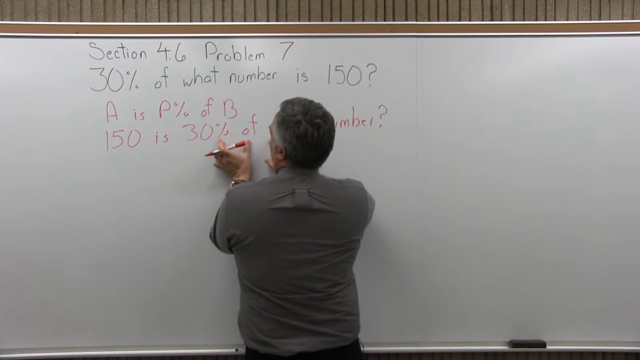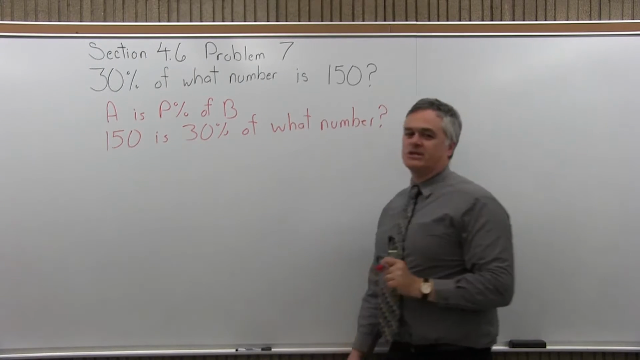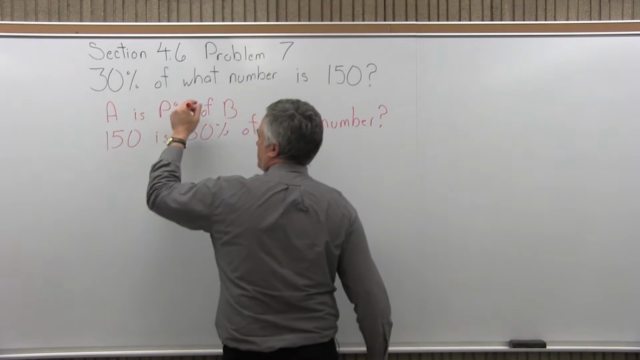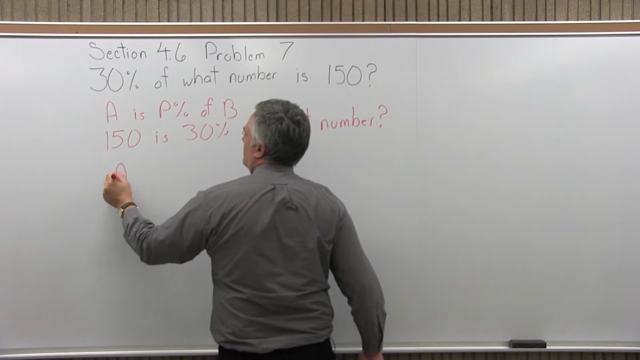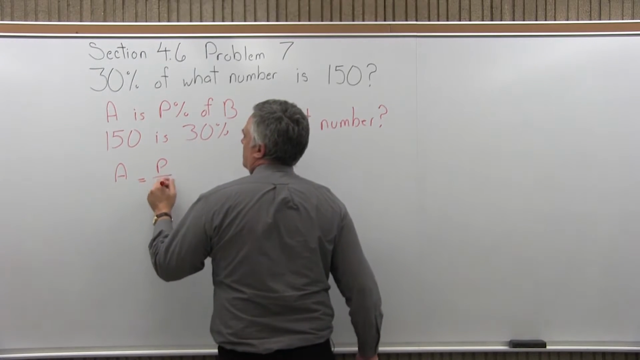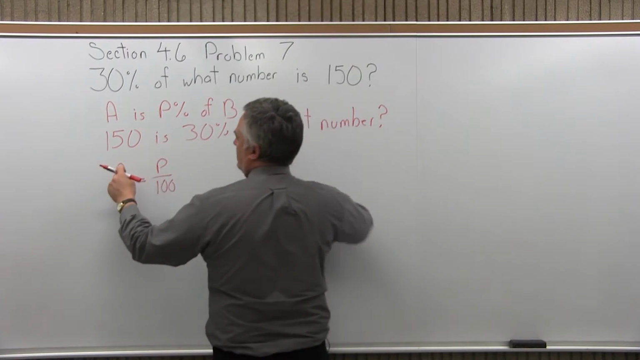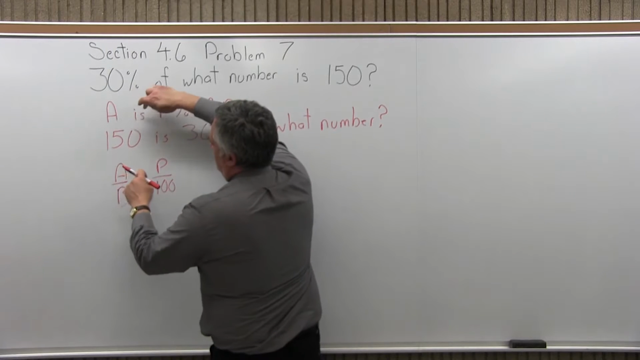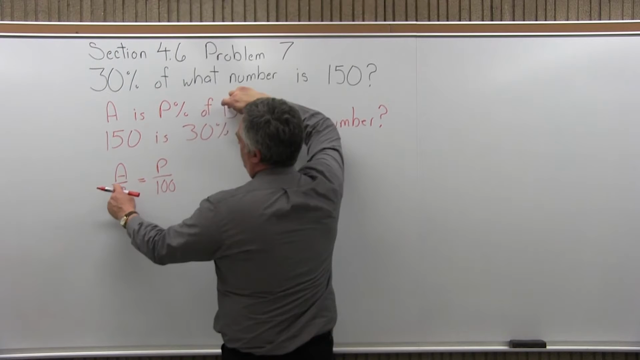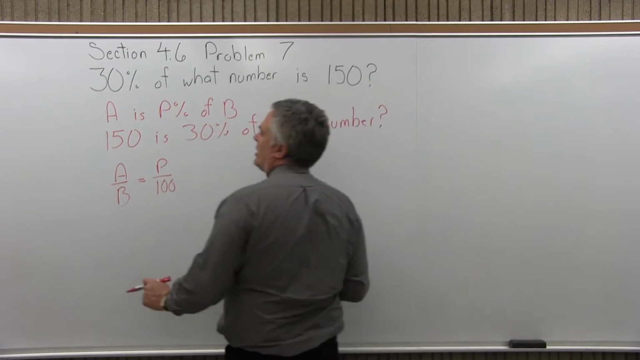So the 30% of what number stays together. The of is what's going to tell you how you rearrange it. Now that you have the sentence arranged in that A is P% of B format, you will fill in A equals P over 100, and then you come back and put a B under the A. So you run it just like going around the circle. A is P% of B. Like that, you just go right around. And then you solve, and you should have only one unknown.